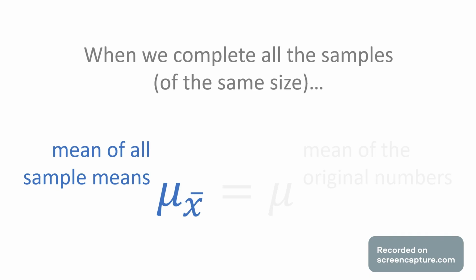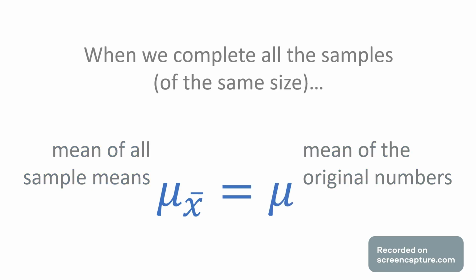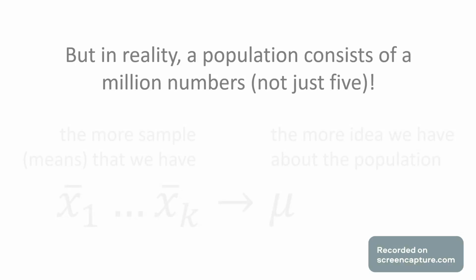This is fantastic. This shows that when we complete all the sample sizes, the mean of all sample means will equal the mean of the original numbers, or the population mean mu itself. This is the essence of the sampling distribution of the sample means. But does this have any use in real life?